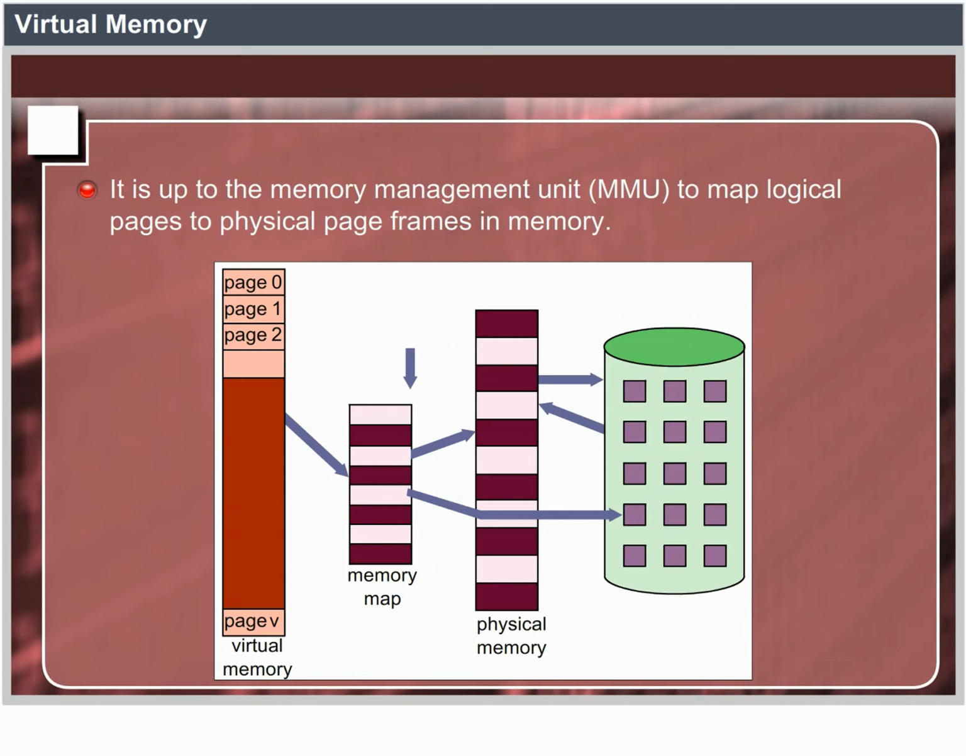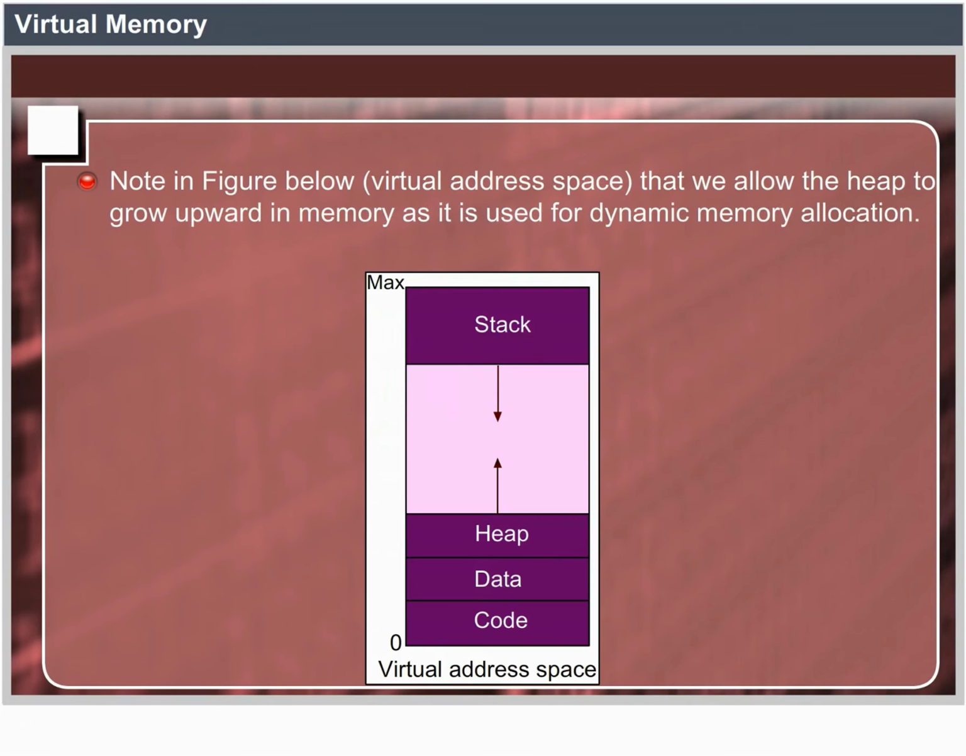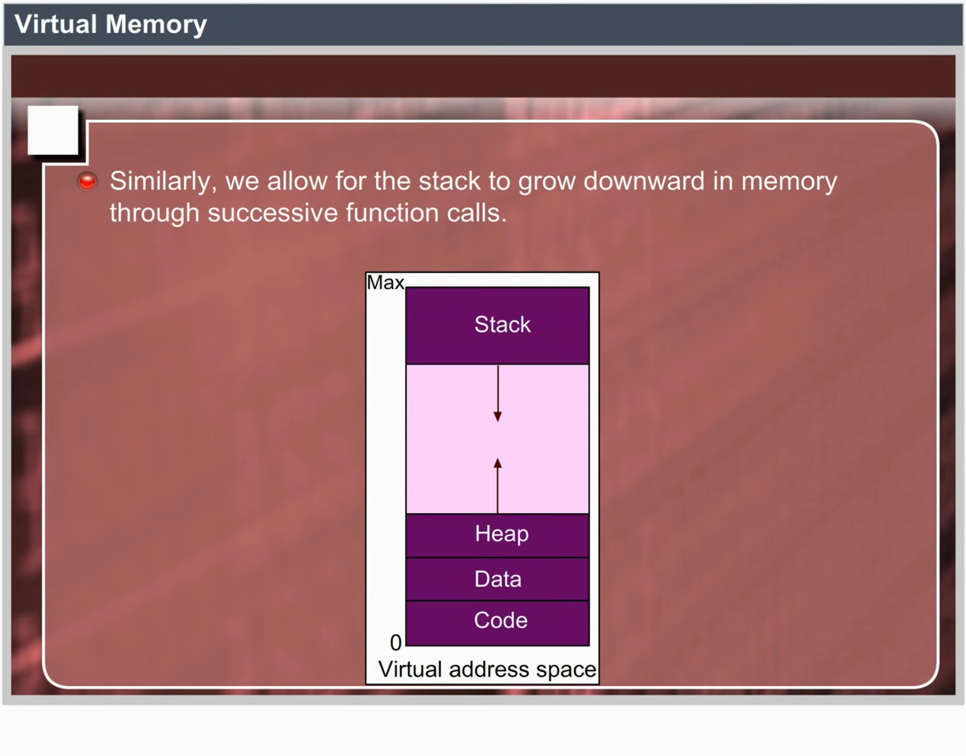Note in the figure below, in the virtual address space, that we allow the heap to grow upward in memory as it is used for dynamic memory allocation. Similarly, we allow the stack to grow downward in memory through successive function calls. Virtual address space, as shown in the figure.